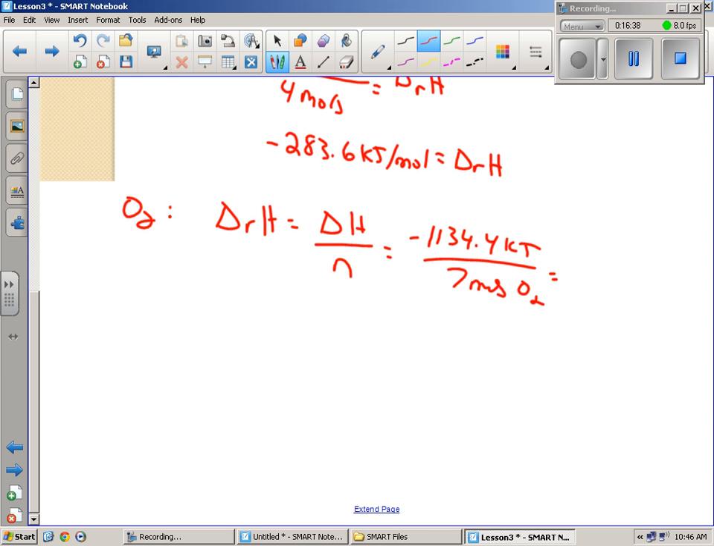Let's see, 1134.4 divided by 7, 162. And don't forget the negatives, of course, kilojoules per mole for the oxygen. That's my molar enthalpy of oxygen in this particular equation. Is it going to be the same for all the equations? Heck no. If you're burning propane, it's going to be different, right? It depends on the balanced chemical equation.